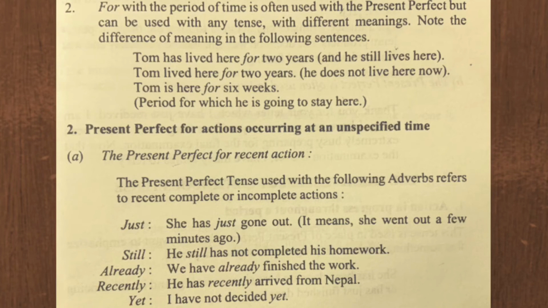Point 2. Present perfect for actions occurring at an unspecified time. The present perfect tense for recent action. The present perfect tense used with the following adverbs refer to the recent complete or incomplete actions, as given below.